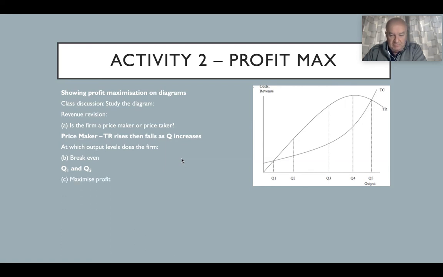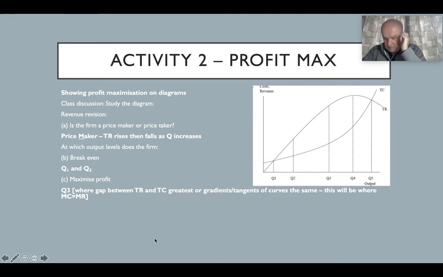If we're maximizing profit, though, again, this is the situation where the gap between our total revenue and total cost is at its greatest, or the gradients and tangents of the curves are the same. And so this is going to be the point at which MC equals MR. So in this case, it's at Q3, and you can see again the difference between our total cost line and our total revenue line. There is the largest gap between the two at that particular point. So that would be the point at which we were maximizing profit.